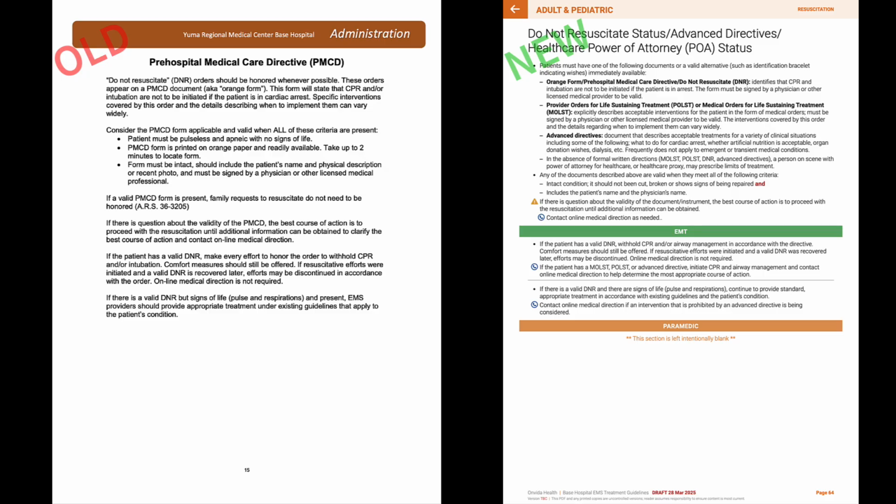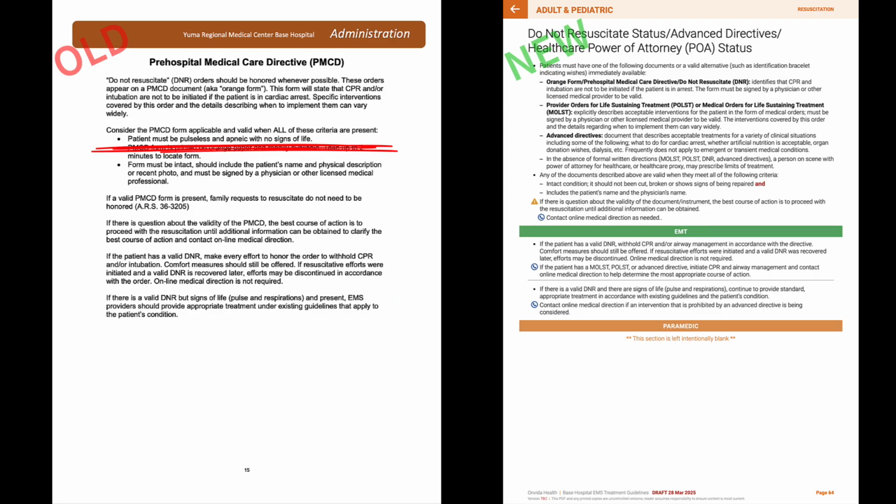All that description can be found up here on the top of the new guideline. We keep most of the other elements from the old version, such as the form having to be intact and having to include valid signatures, sometimes a photograph of the patient, etc. We keep language about proceeding with standard care if the patient still has signs of life.